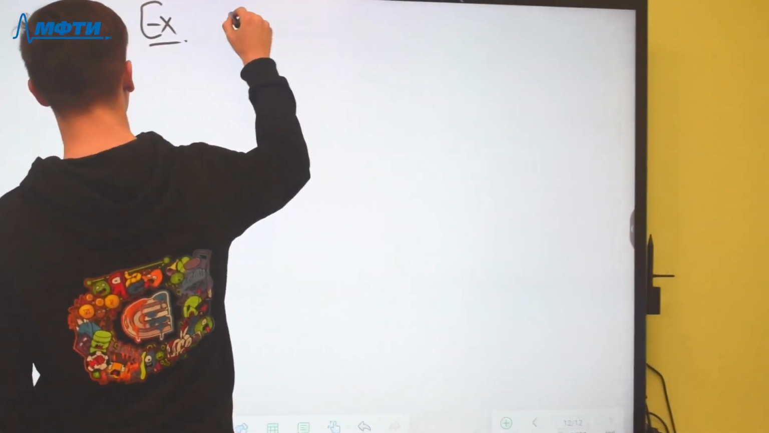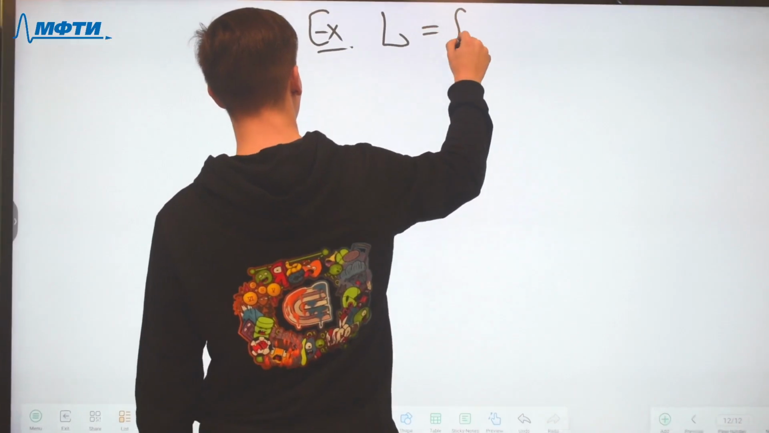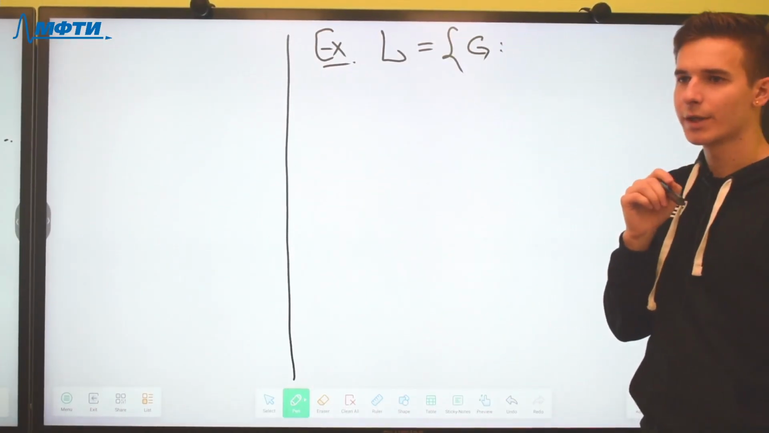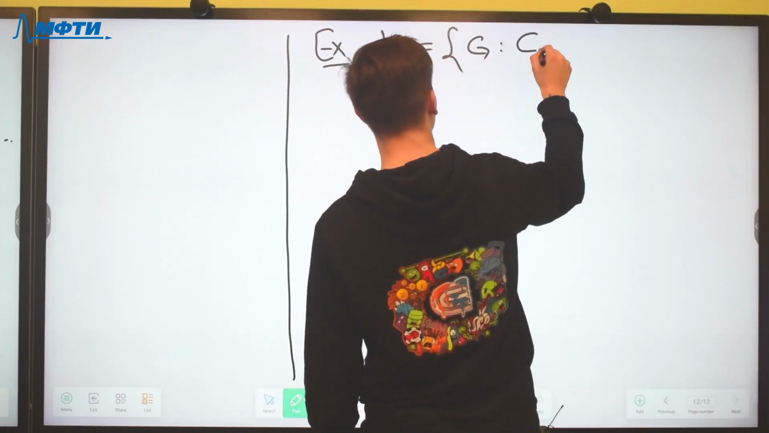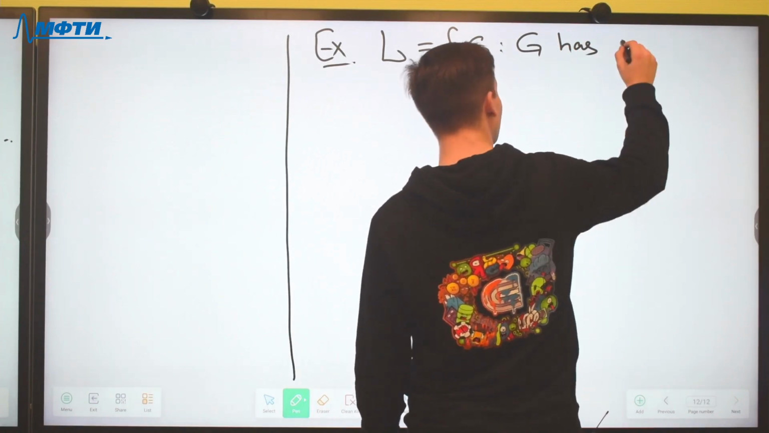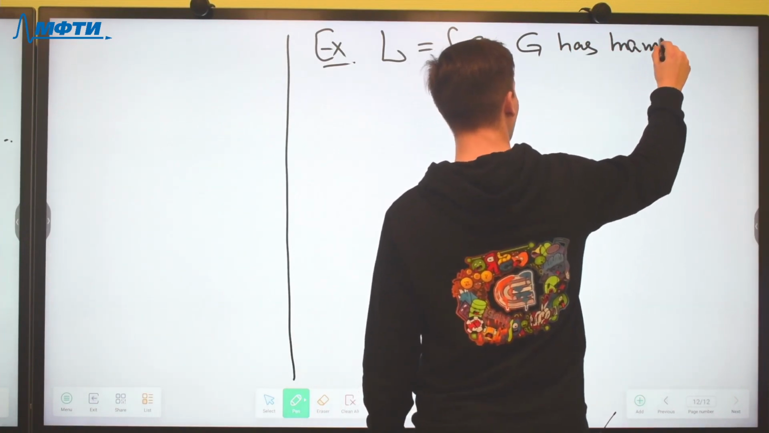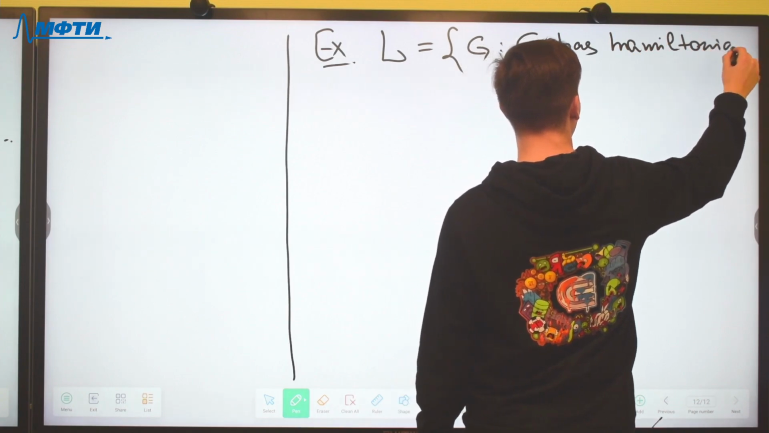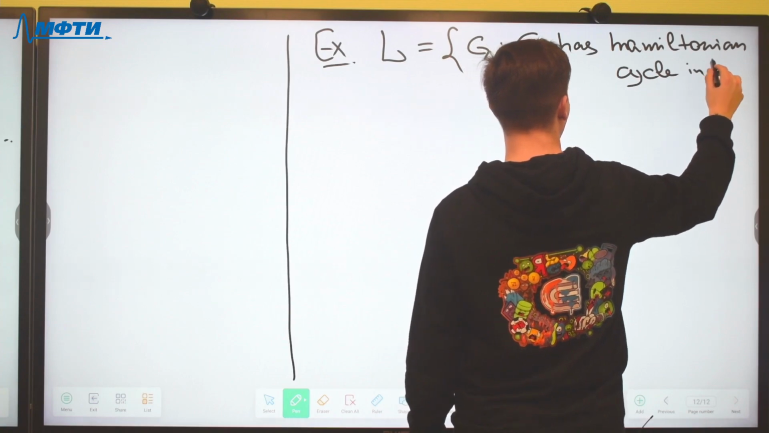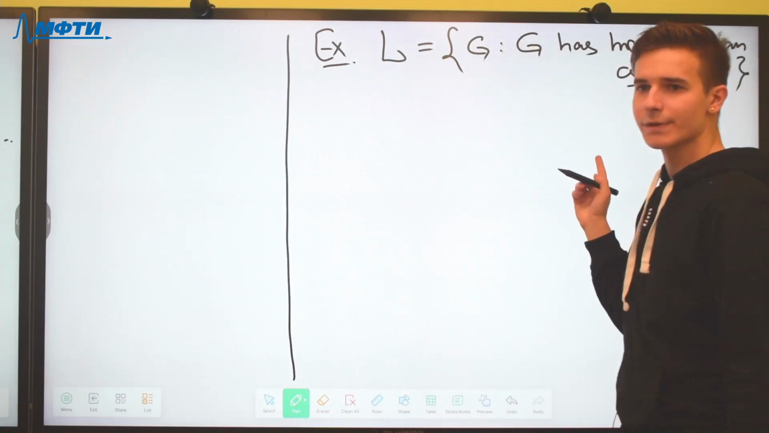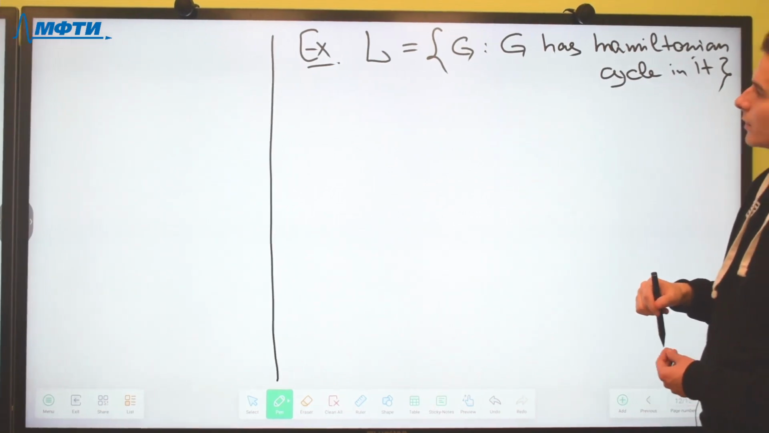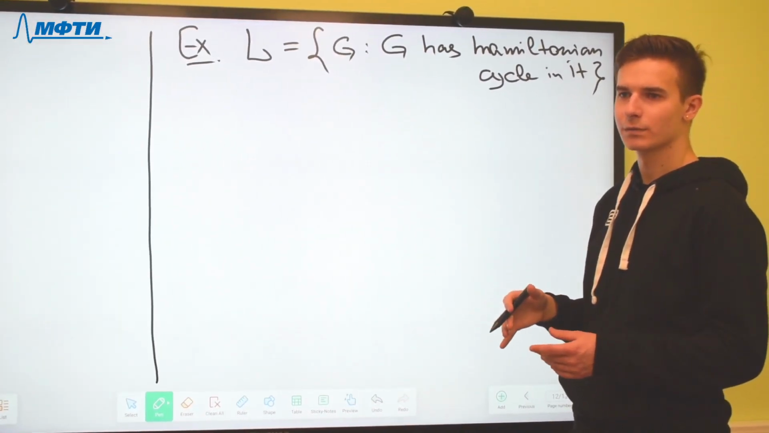For example, let L be such graphs that have a Hamiltonian cycle in them. Do you know what it is? Yeah. It is a cycle that goes through all vertices.